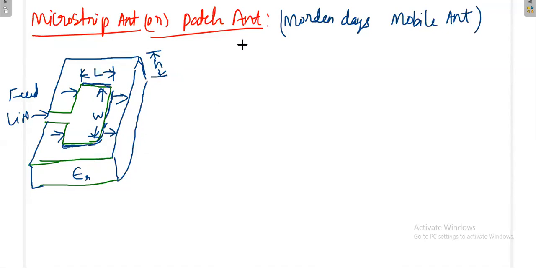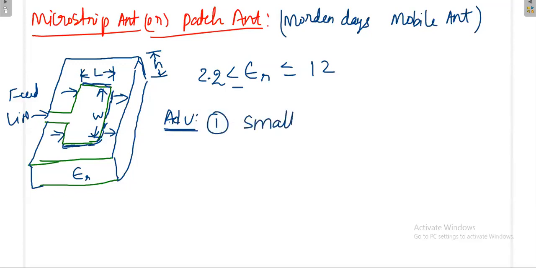In general, the epsilon r value, the relative permittivity of the material that you are using, has to be between 2.2 and 12. Then why are we using this microstrip or patch antenna? Mainly, the advantage is small size and weight. That means this antenna can be fabricated in the mobile phone board itself. That's why we are using this antenna.